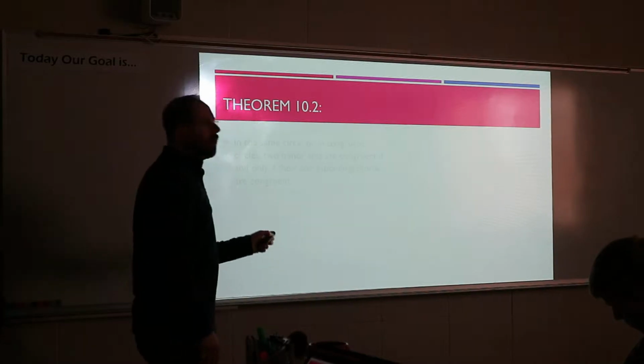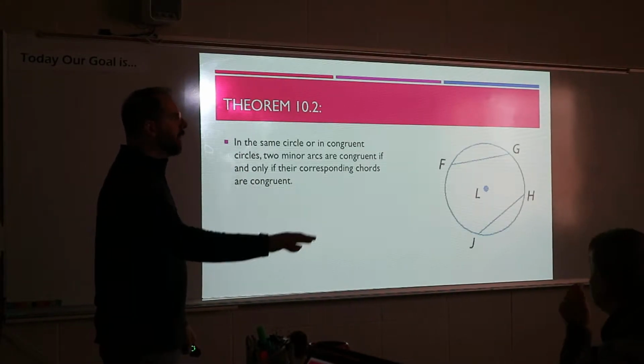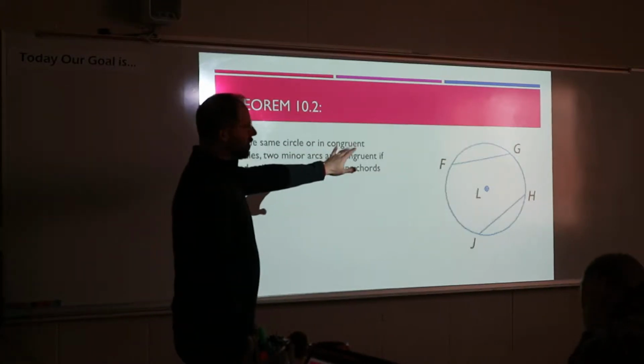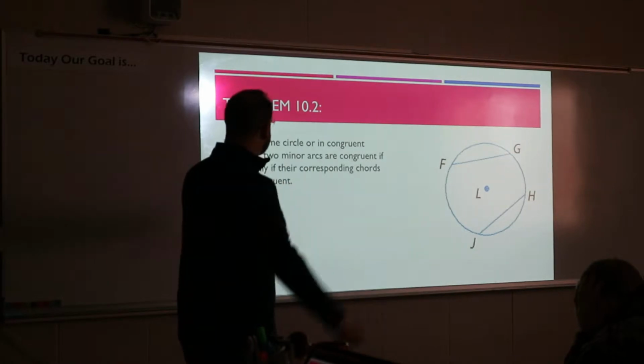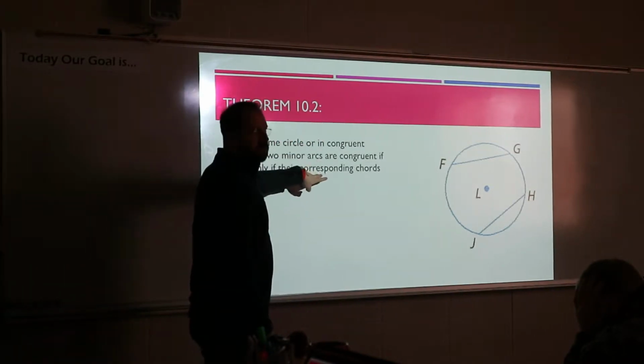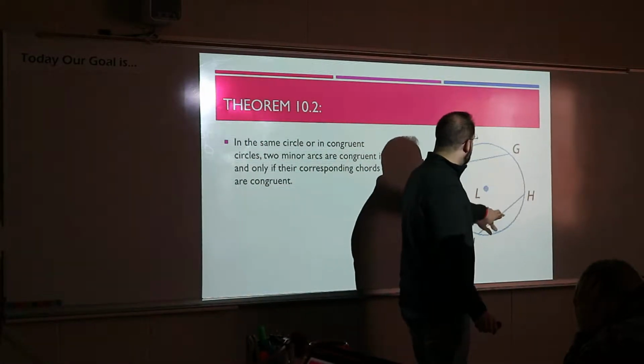Okay, this theorem you should already have, so don't scramble to write this down. I just want to do a quick review, like a 2-second review of what we talked about yesterday. Same circle or congruent circles, so it could be one circle or multiple circles. Two arcs are equal if their chords are the same, and vice versa. The chords are equal if the arcs are.